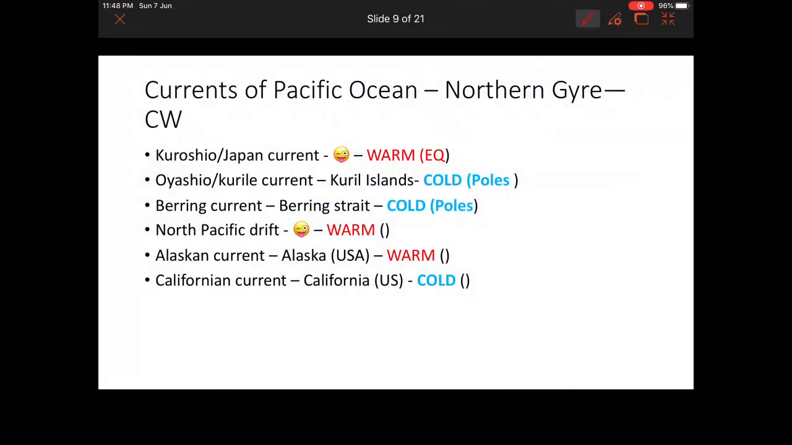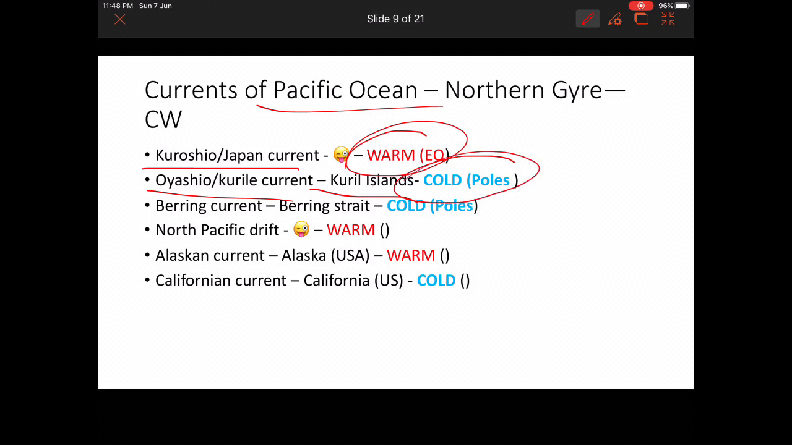And guys, here in case of Pacific Ocean also, the logic applies the same. Okay, Kuroshio, because it is a part of equatorial current, so it will be warm. Okay, and Oyashio, because it comes from the polar region, so it will be cold. Similar principle applies to Bering current, because it also comes from polar region. Okay, you are getting it. So these are the logic things we can apply in case of ocean currents. It's all logic, there is no trick here.